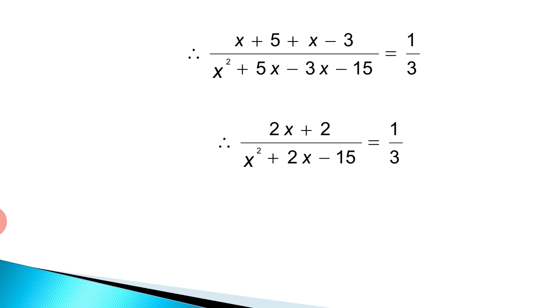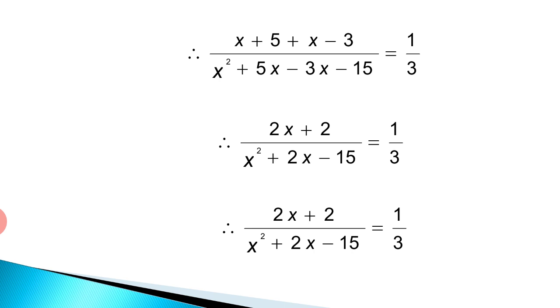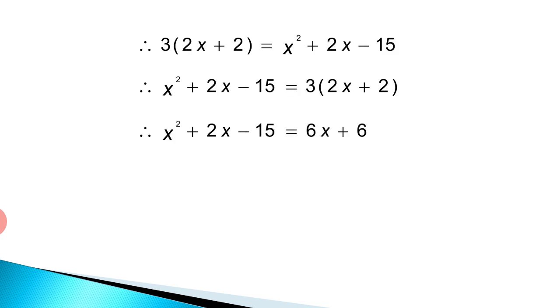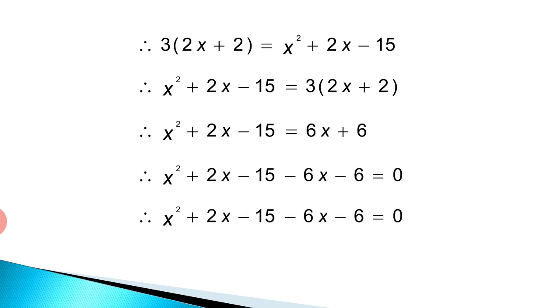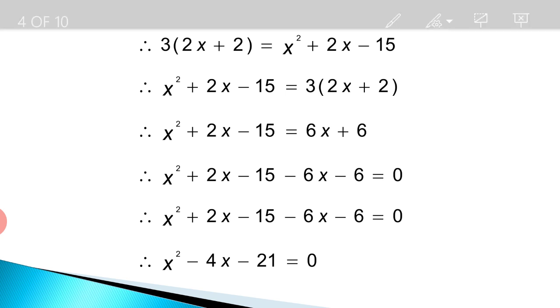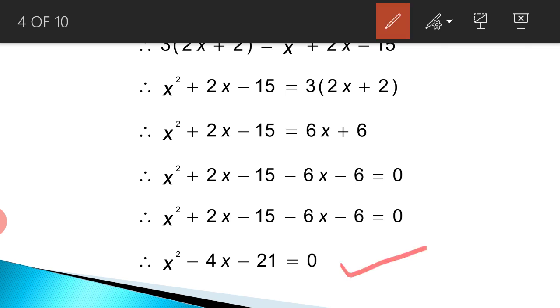Now again do the cross multiplication here. So you will get it as 3 into 2x plus 2 is equal to x square plus 2x minus 15. Simplifying these calculations, you will get the final step as x square minus 4x minus 21 is equal to 0. Is it okay? So what we have done, we got the equation and then we simplified, and then final equation we obtained to be x square minus 4x minus 21 is equal to 0.